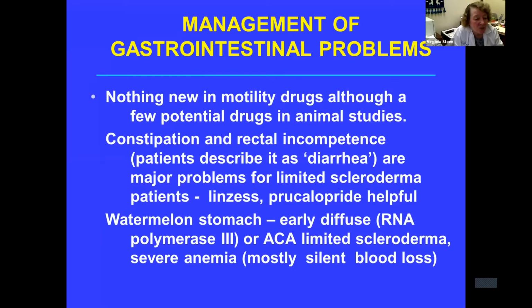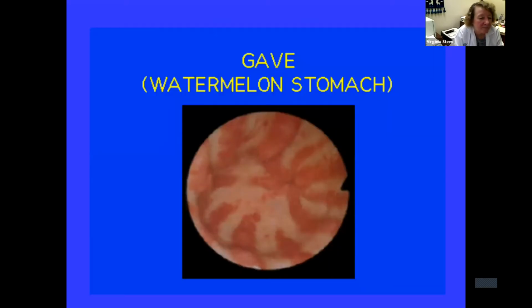And then I mentioned watermelon stomach, particularly in RNA polymerase III patients, but it's also seen in late stage limited scleroderma with severe anemia and silent blood loss. And I know many of you have seen some of these patients on the floors. And that's our watermelon stomach. It looks like a watermelon, and it's not like it's all bloated. It's just that's what the gastric antral vascular ectasias look like.